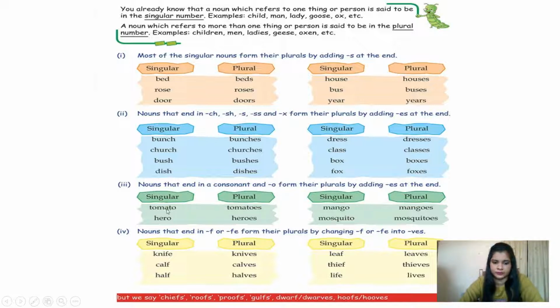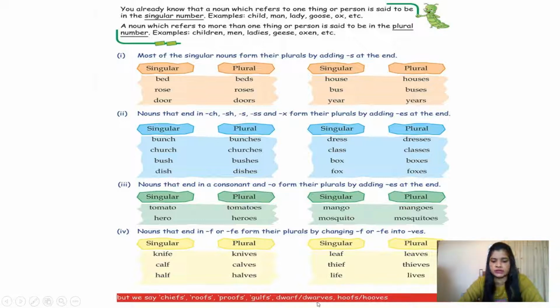Third number, nouns that end in a consonant and o form their plurals by adding es at the end, like tomato, tomatoes, hero, heroes, mango, mangoes, mosquito, mosquitoes. Nouns that end in f or fe form their plurals by changing f or fe into ves, like knife, knives, calf, calves, half, halves. Leaf, leaves, thief, thieves, life, lives. Children, see here what's written, but we can say chiefs, roofs, proofs, gulfs, dwarfs, hoofs.